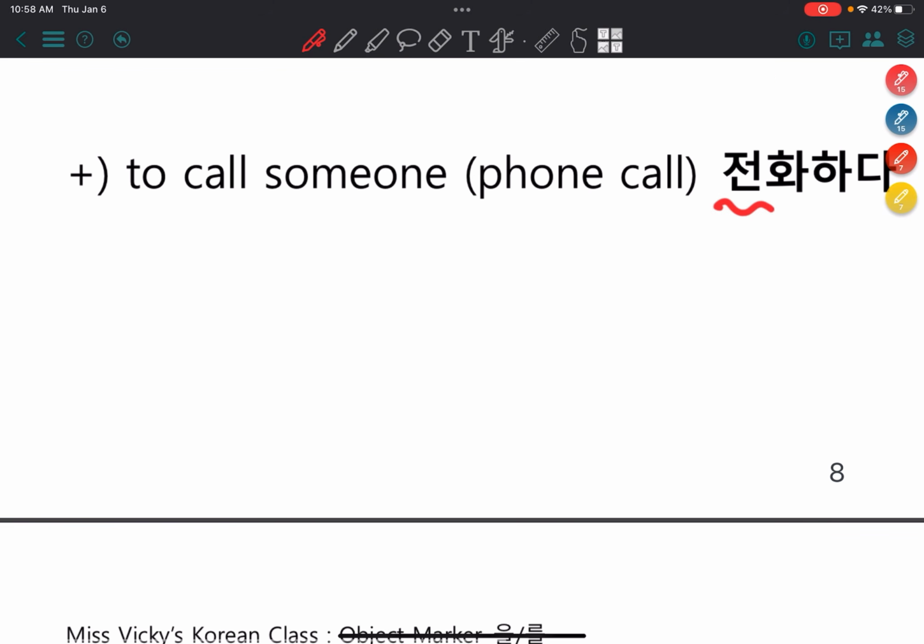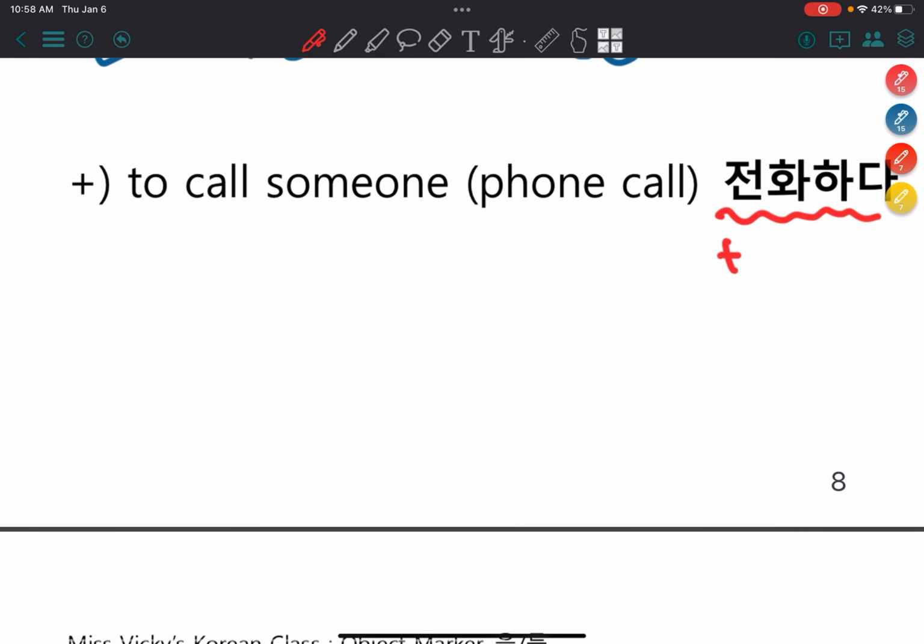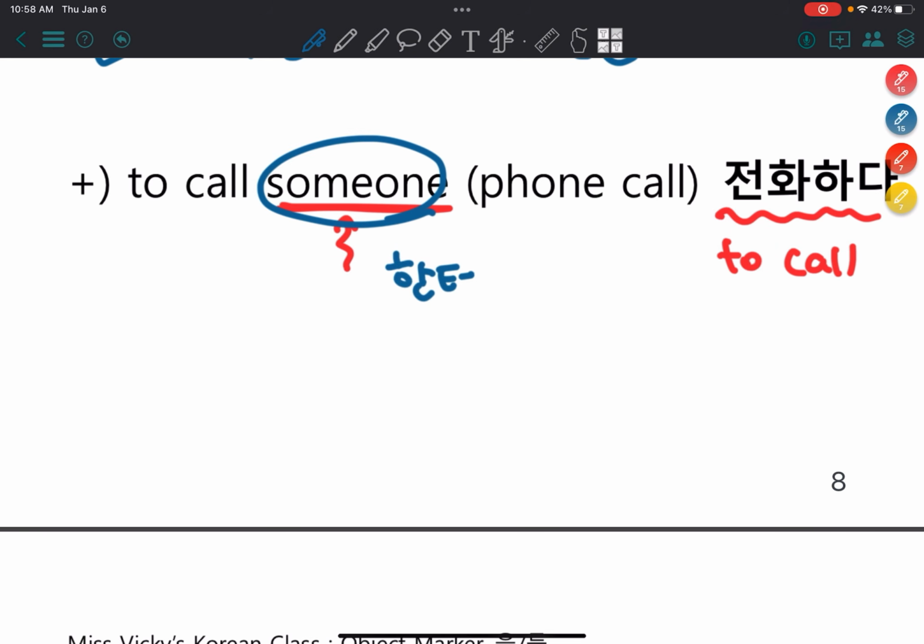The first one is 전화하다, which means to call, as in to make a phone call. When you're calling someone, that someone is the receiver of the phone call, right? So in this case as well, that someone has to be marked with 한테 or 에게.